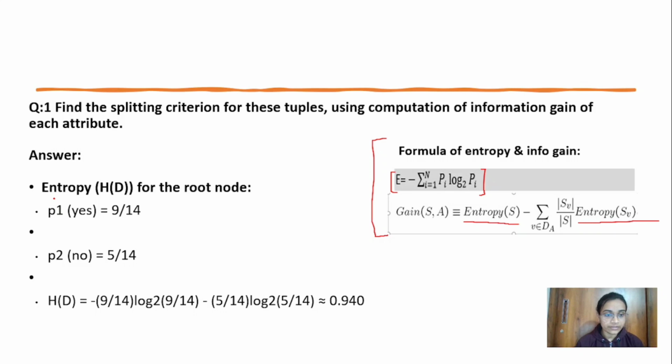Now here we have calculated the entropy value of the root node, which has two classes, yes and no. Out of 14, there were 9 tuples of yes and 5 tuples of no. So the probability of yes is 9 upon 14 and the probability of no is 5 upon 14. So the entropy of the root node is minus 9 upon 14 log to the base 2 of 9 upon 14 minus 5 upon 14 log to the base 2 of 5 upon 14, which is nearly equal to 0.940, or we can say 1.